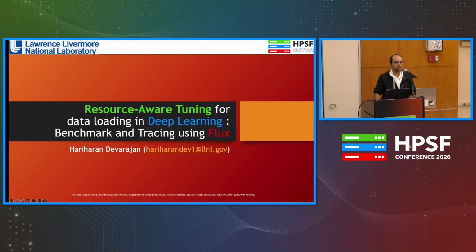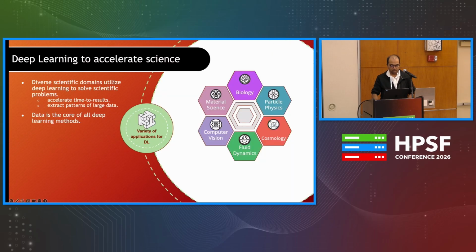Today I'll be talking about a little bit more from the application-centric point of view. A lot of the talk is going to focus on deep learning and how data loading works there. Underneath, for us to actually do the optimizations, we use Flux a lot to manage resources. But the talk is going to mostly focus on how, from an application-centric point of view, you can do these things.